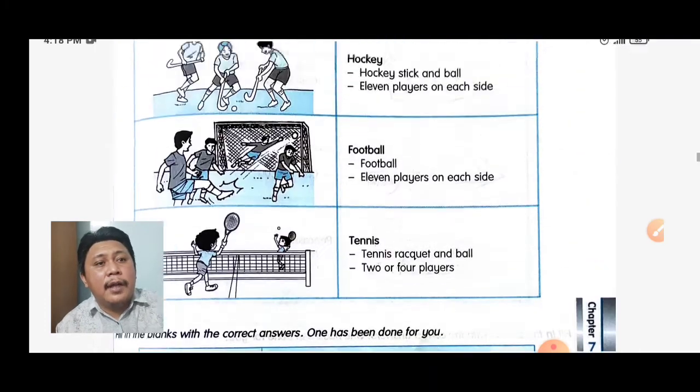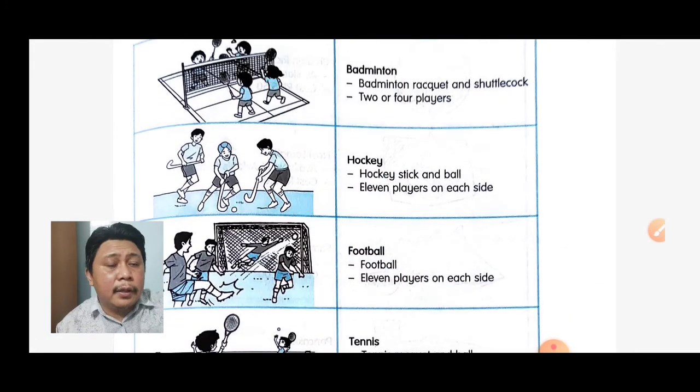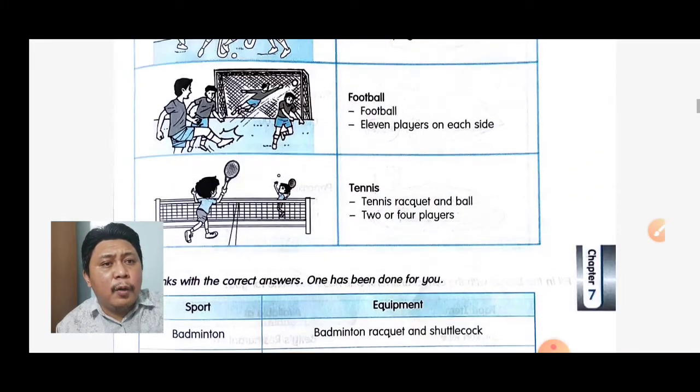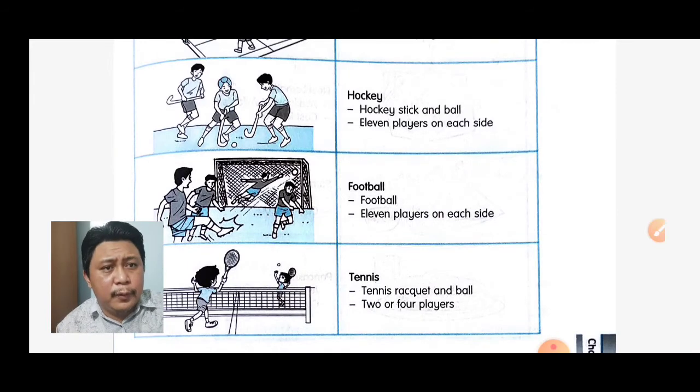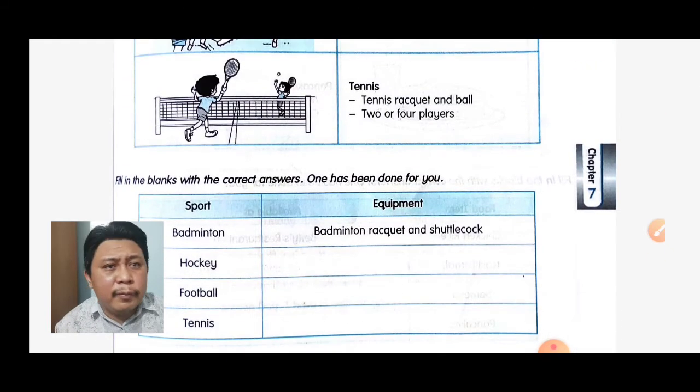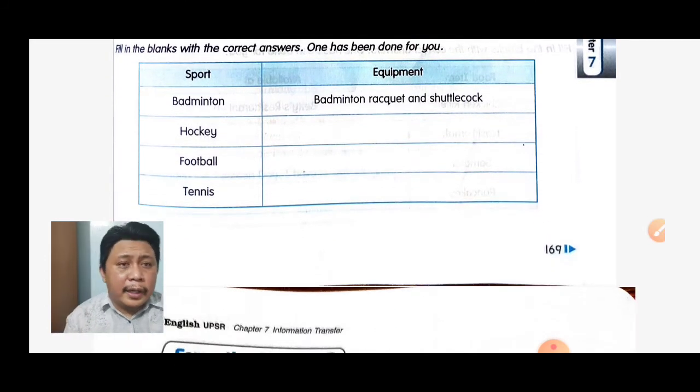For hockey, let's do it together. For hockey, we need what? Yes, hockey stick and ball. And the third one, for football, what do we need? Yes, we need a football, right? And the last part is tennis. What equipment do we need for tennis? Yes, tennis racket and ball. This is an example of how we get a correct answer.